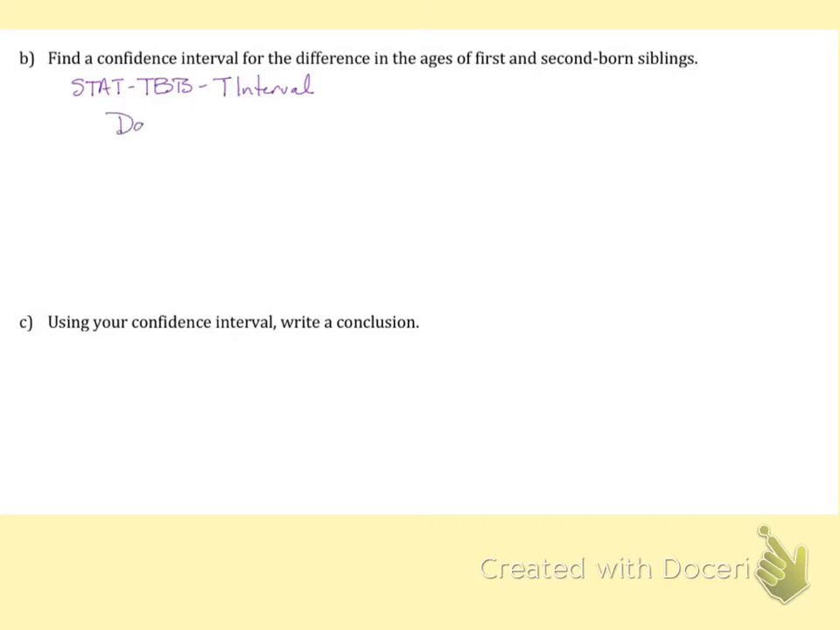So we have data. The list will say L3. The frequency, again, is always 1. And let's just do a C level of 0.95. So our 95% confidence interval comes out to be 2.1075 to 3.2232.